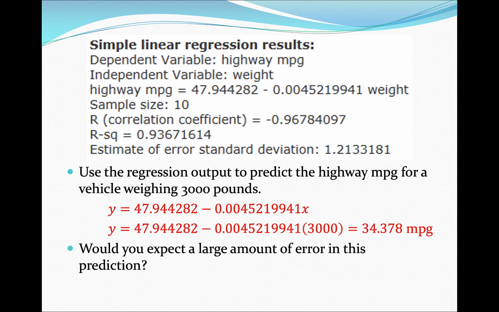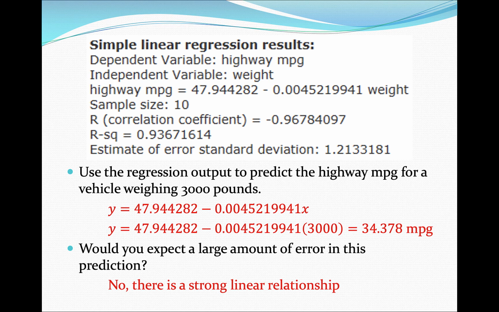The other thing that I'd just like to mention here is, would you expect a large amount of error in this prediction? And of course the answer to that is no. The reason being is, remember that we've already established that we have a strong relationship. The R value here is negative 0.968. So we have a very strong negative linear correlation here. If you have a strong relationship, then you would not expect a large amount of error in your estimate. You would expect some, because you don't expect to have a perfect relationship, but you would not expect a large amount of error. You would expect your error to be small.